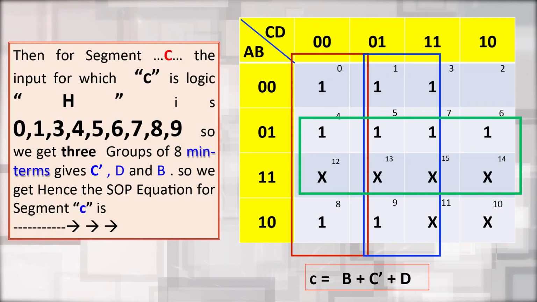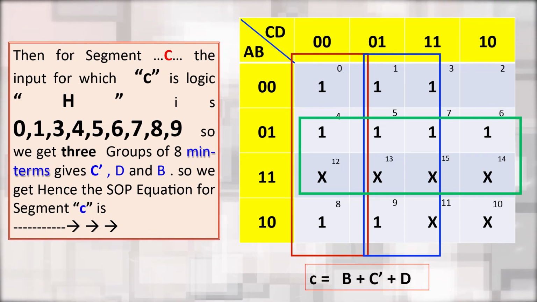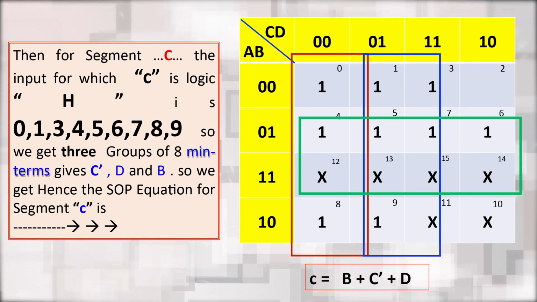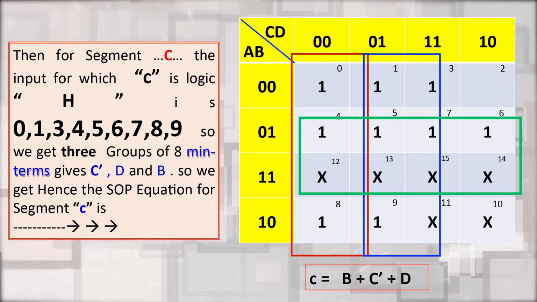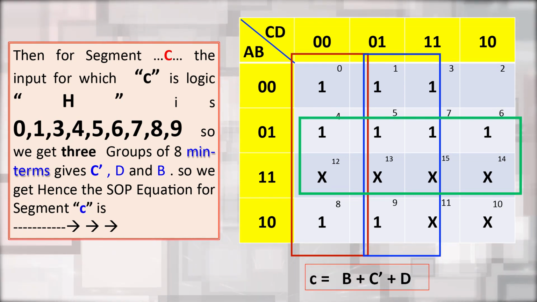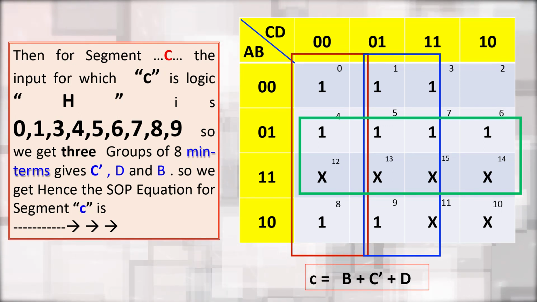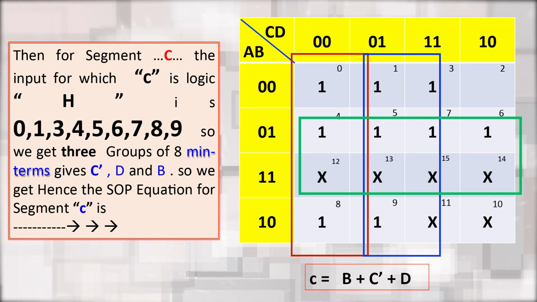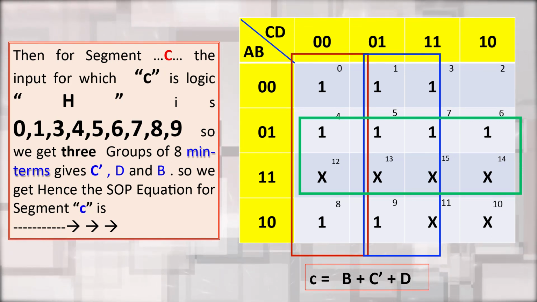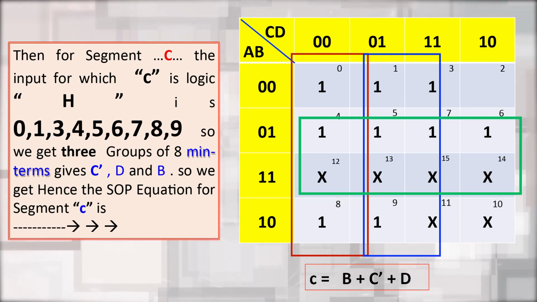Then for segment c, the inputs for which c is logic high are 0, 1, 3, 4, 5, 6, 7, 8, 9. So, we get 3 groups of 8 min terms, which give C bar, D and B. Hence, the SOP equation for segment c is c equals C bar plus D plus B.